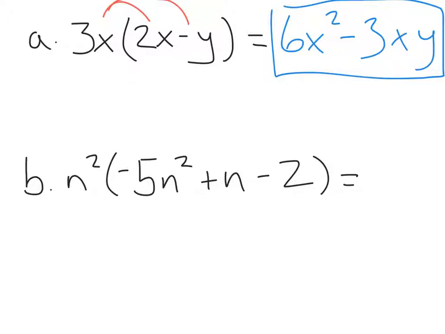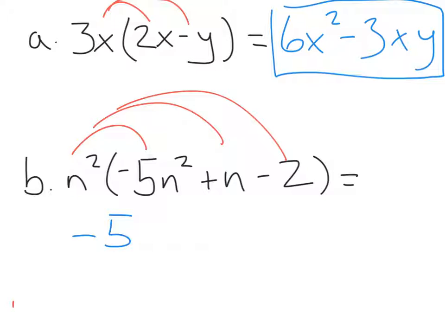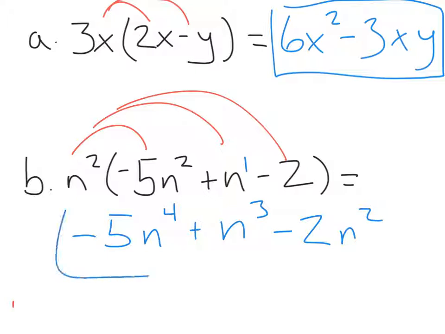Same idea down here, we have a monomial, one piece, times a trinomial, right? We're going to distribute n squared, just like that. Okay, so let's do it. We have n squared times negative 5n squared. So we have a negative 5, that is along for the ride. N squared times n squared is going to be n to the fourth because we are adding our powers. Then we have n squared times n. Don't forget the invisible 1. This is going to give us a plus n to the third. And lastly, n squared times minus 2. That'll give us a minus 2n squared. That is our answer there.